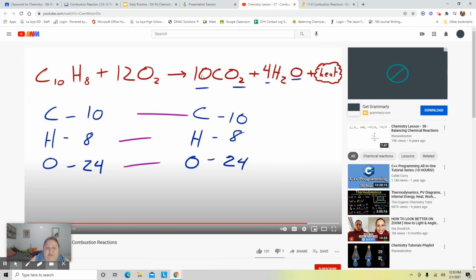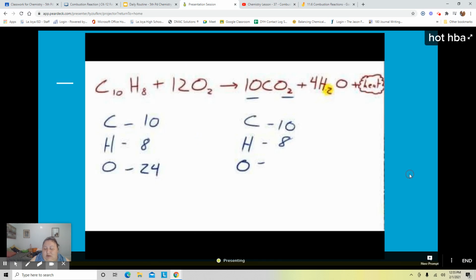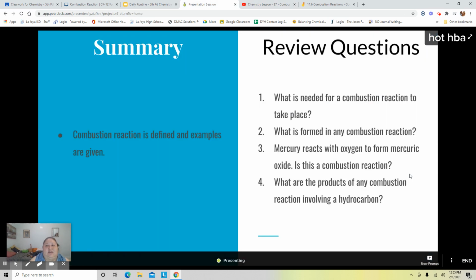So there's some more examples, and don't worry about combustion reactions. I always try and pick the easy ones. If not, I always tell you my little secret on how to solve for it. But it's going to come later, okay? Right now we're running out of time, and I want to make sure we have practice time. So combustion reactions are defined and examples are given.